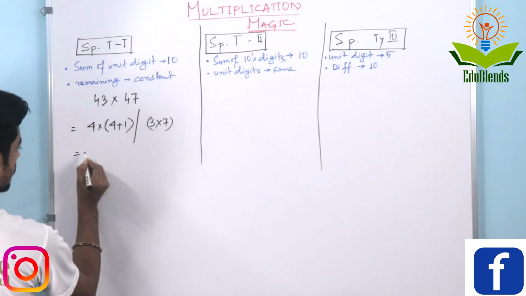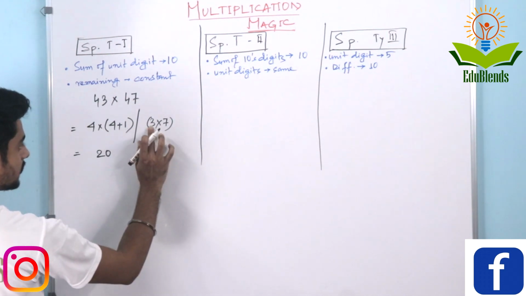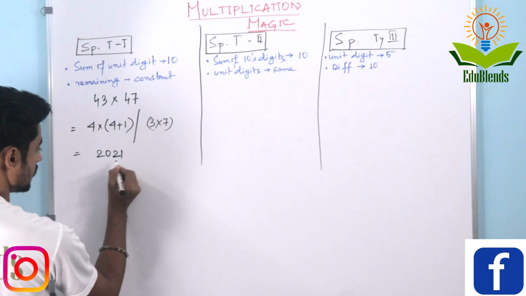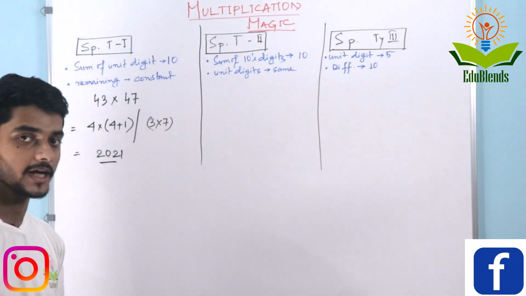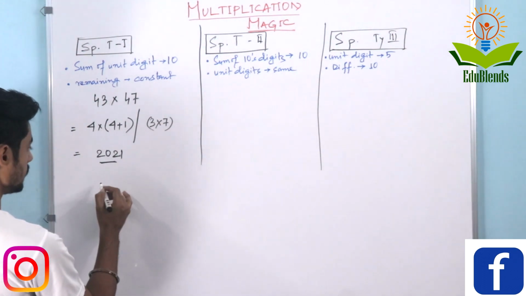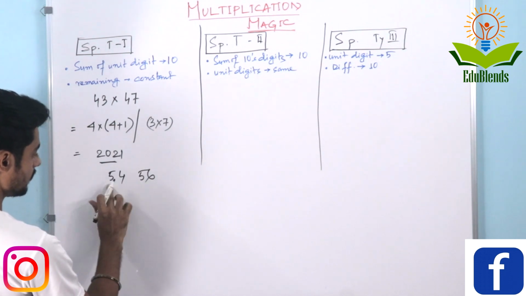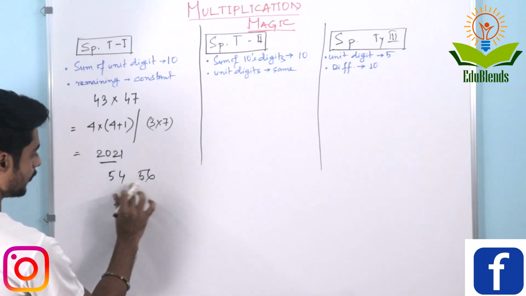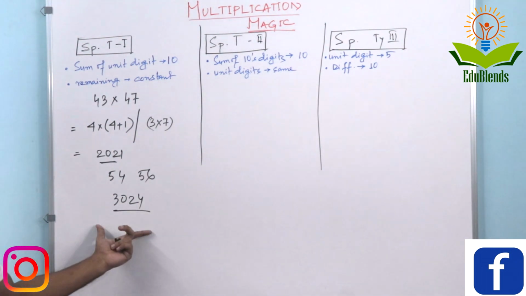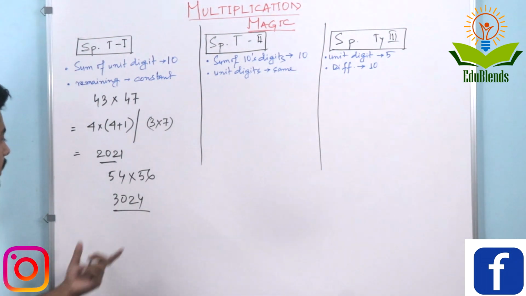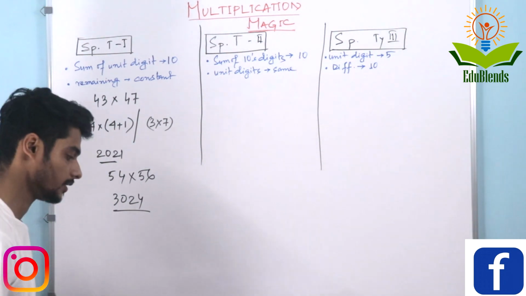So you will get the answer like this: 4 into 5, 20, and 3 into 7, 21. The answer would be 21. So you can obtain any kind of answer. Like now see, 54 into 56: 5 into 6, 30, 4 into 6, 24. These are the answers. You can obtain them in 2 seconds, even in 2-3 seconds.